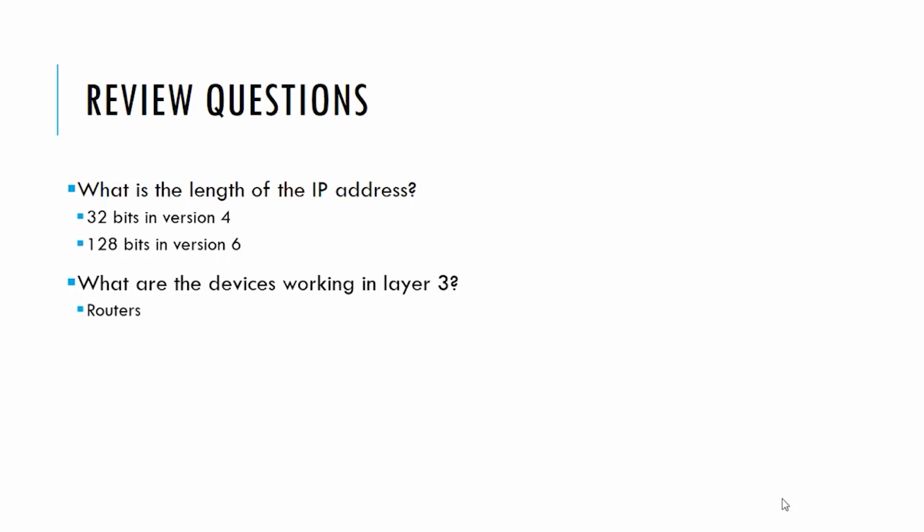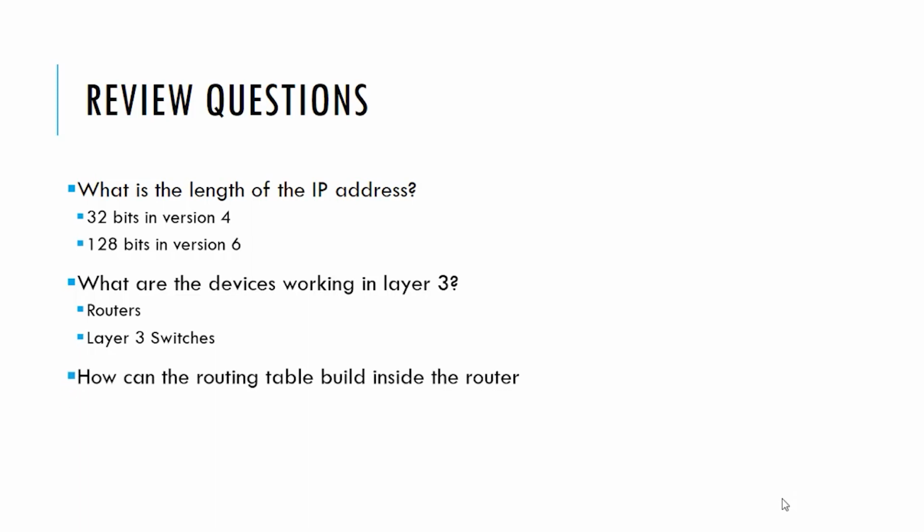The router is the most common device working in layer 3, and layer 3 switches are another type of device working in layer 3. Layer 3 switches are somewhat faster. They use hardware to perform the routing function.